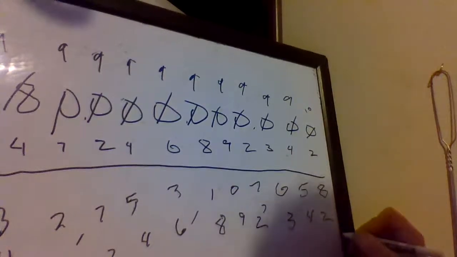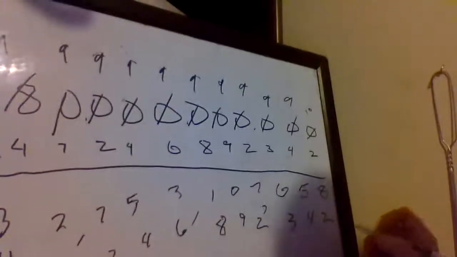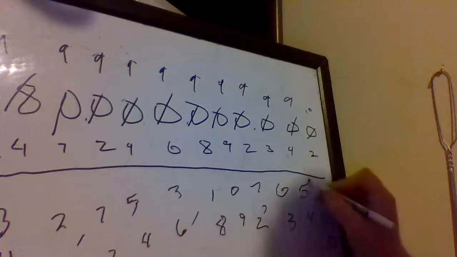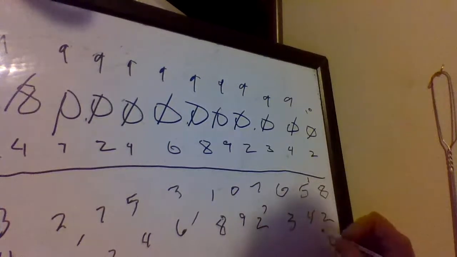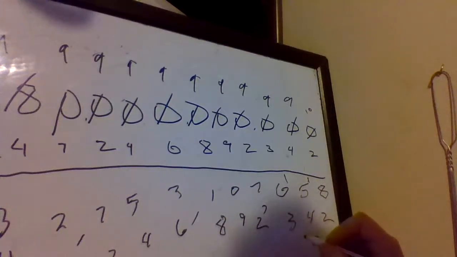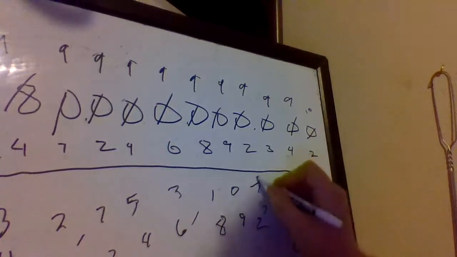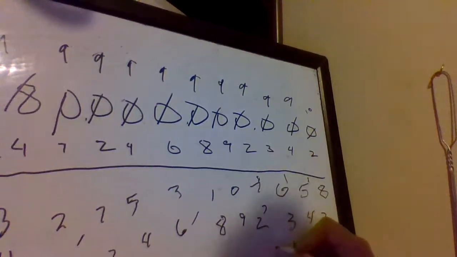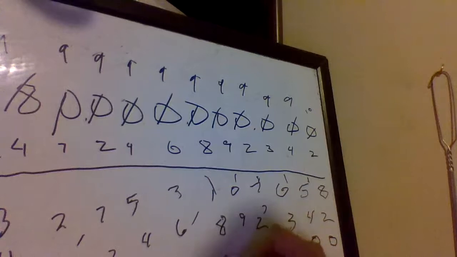Alright. So 8 plus 2 is 10. Carry your 1. 5 plus 4 is 9, plus 1 is 10. Carry your 1 again. 6 plus 3 is 9, plus 1 is 10. Carry your 1. 7 plus 2 is 9, plus 1 is 10. Carry your 1. 0 plus 9 is 9, plus 1 is 10. Carry your 1. 1 plus 8 is 9, plus 1 is 10. Carry your 1. 3 plus 6 is 9, plus 1 is 10.